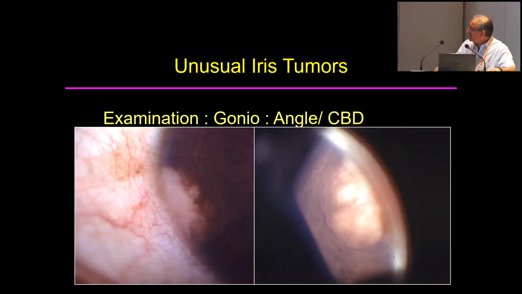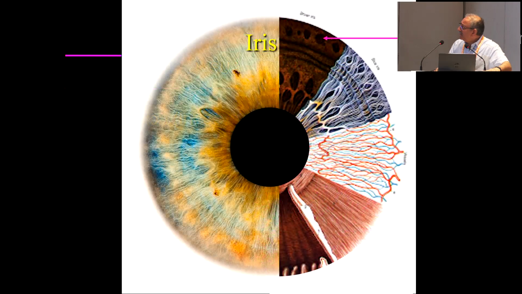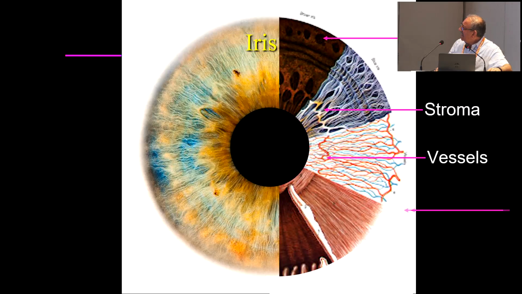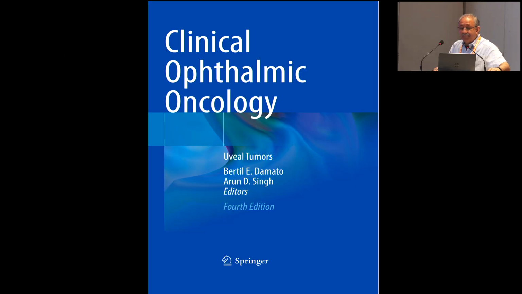Anyways, so I showed you this patient with sarcoidosis. So in the summary, I've shown you tumors of all kinds, and think of all layers. I didn't have a chance to show you some iris tumors, and most of it has come from the book that's been recently published. You can read more about it. Thank you so much.